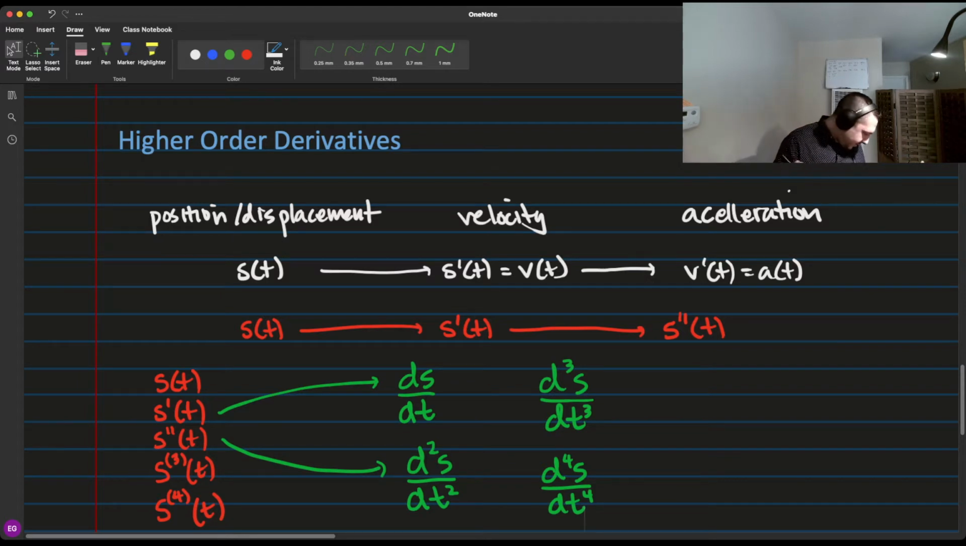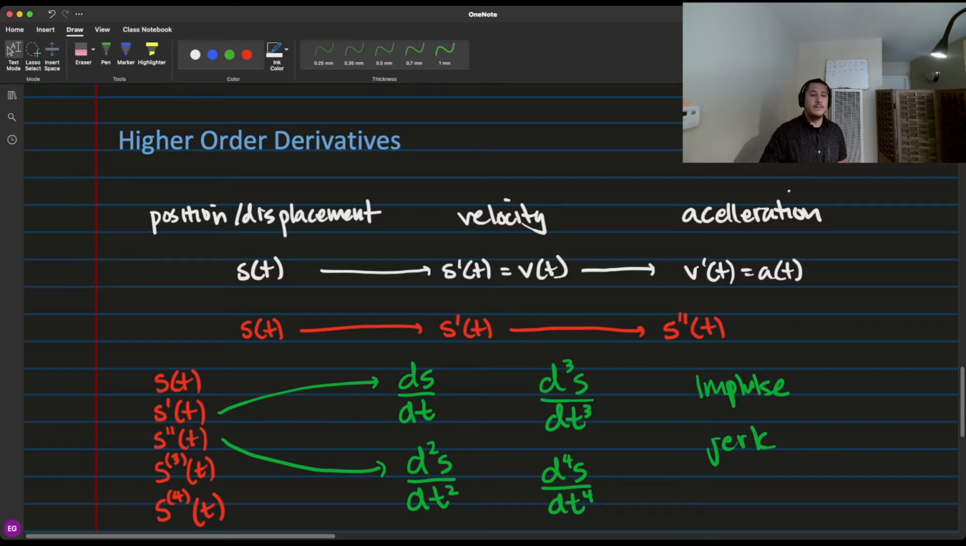Sort of making sense so far? There are names for the higher derivatives. One of them's called impulse, and the other one's called jerk. I don't think there's anything after that fourth derivative, to be honest, in physics.